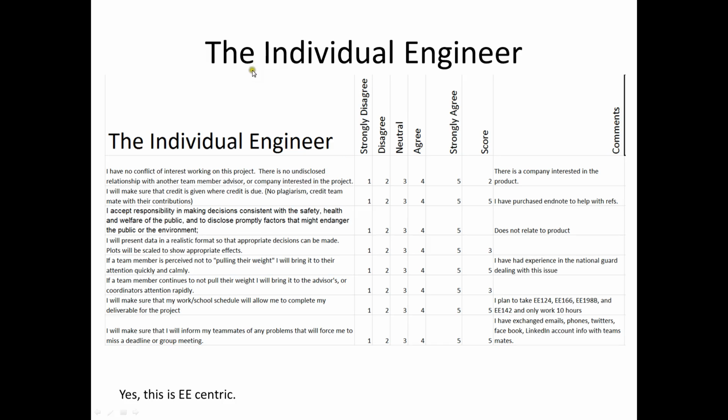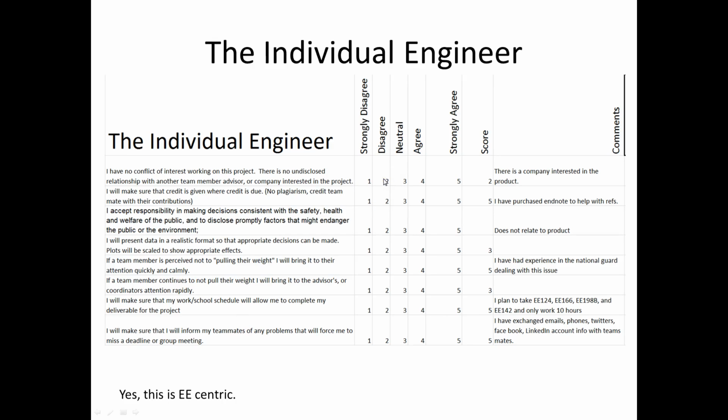Now, the scorecard is broken up into three things. First, the individual engineer, and essentially it's the IEEE Code of Ethics, but written in a form that is more of a doing. These particular examples happen to be EE-centric. You can modify this to your own major's discipline.